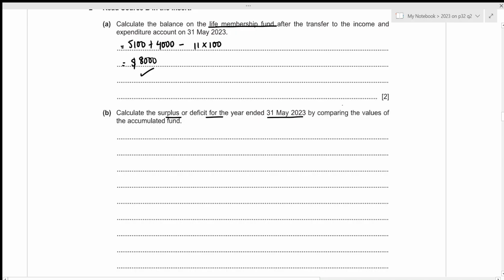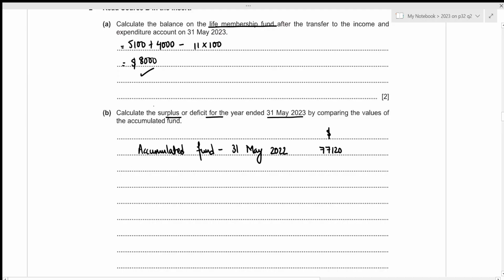Let's write it down. So accumulated fund at the date of 31st May 2022. This is the last year's closing date. And we calculated it to be 77,120. And remember our format for the movement shown in the accumulated fund. We just add the surplus or deficit to our opening accumulated fund.